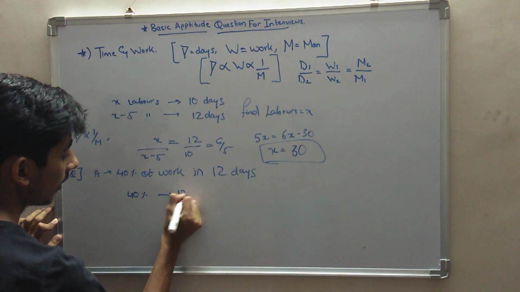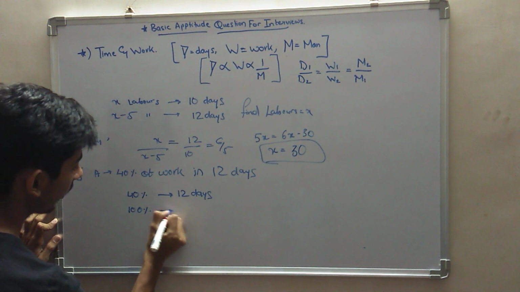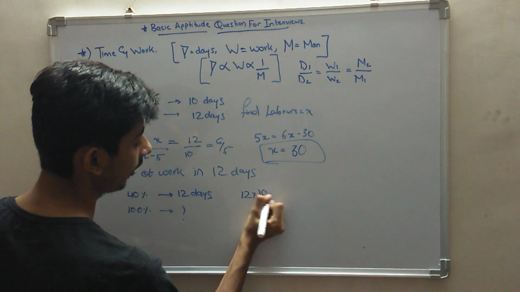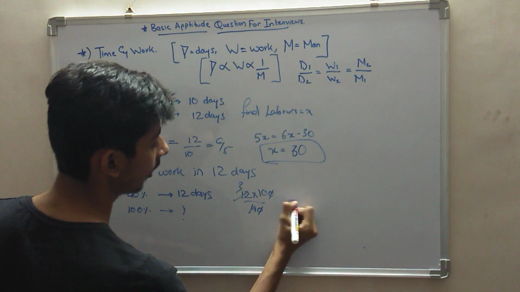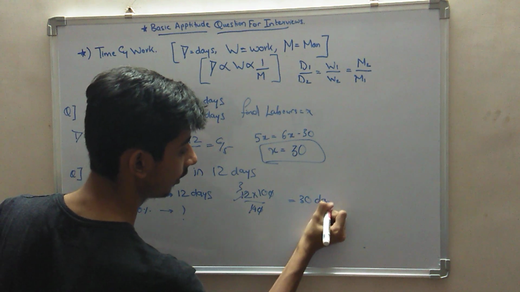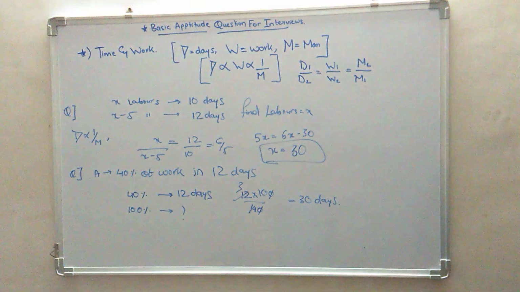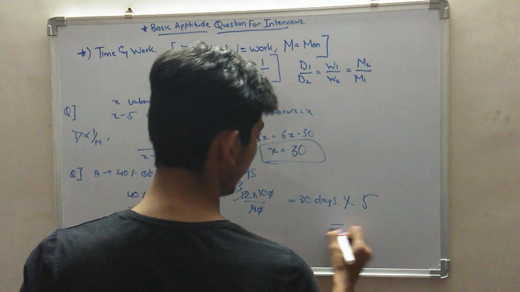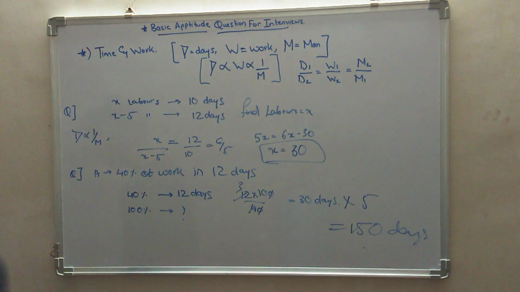So basically, 40% in 12 days. So whole 100% requires how many days? 12 into 100 by 40, which is equal to 30 days. 30 days he will complete the work once, but he needs to complete the work 5 times. Therefore, when you multiply it by 5, it is equal to 150 days. This was another basic question which may be asked.